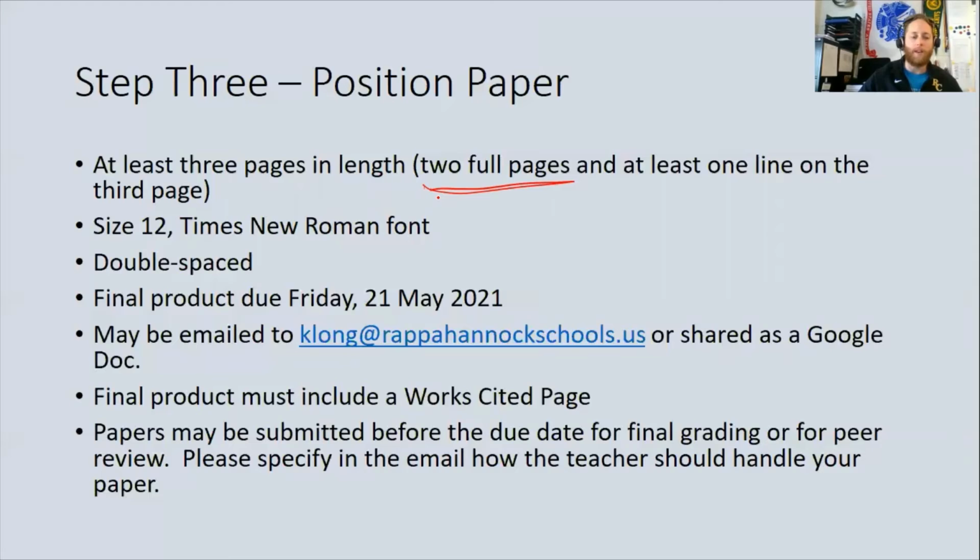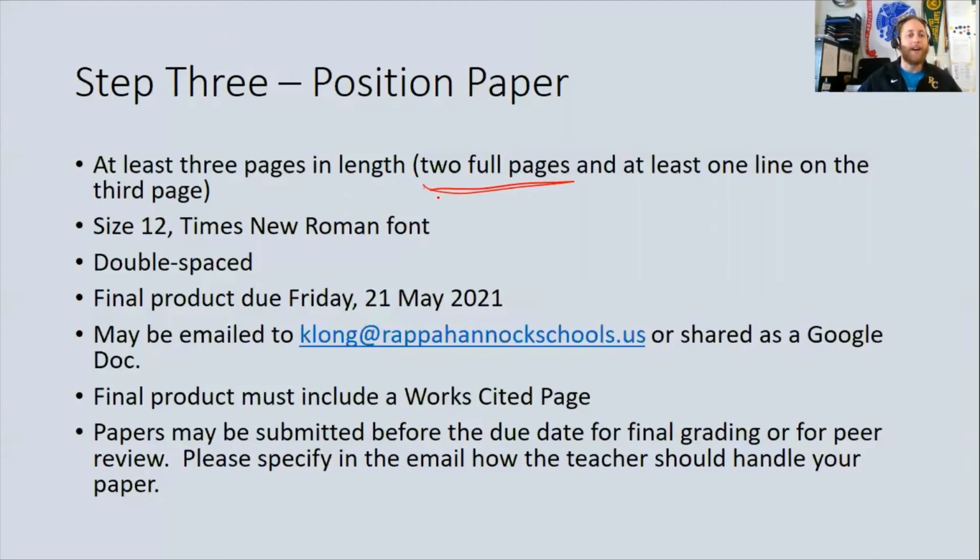From there, you need to make sure that you're using size 12 Times New Roman font. So nothing crazy about that. Make sure it's double spaced. That'll make your life a little bit easier, and it gives me room to scribble all over it and make comments, because I like me some comments. And the final product is due Friday, the 21st of May, by no later than midnight, so I can grade it over the weekend and have your grades turned in to the front office on Monday to get you guys ready to graduate.